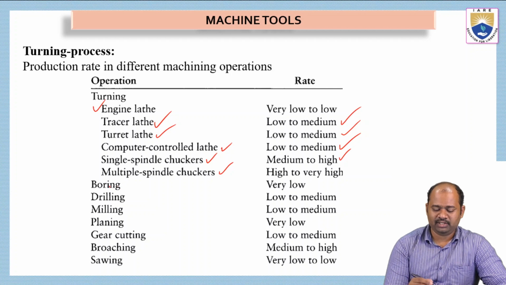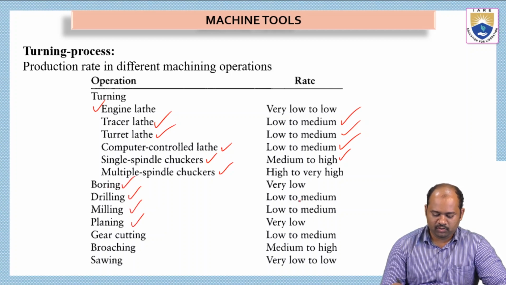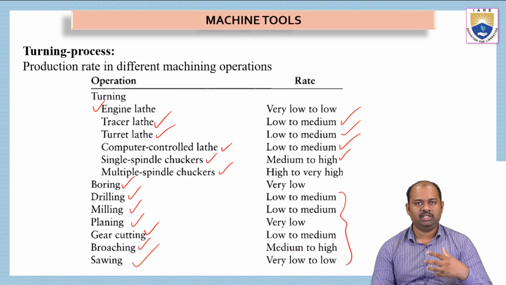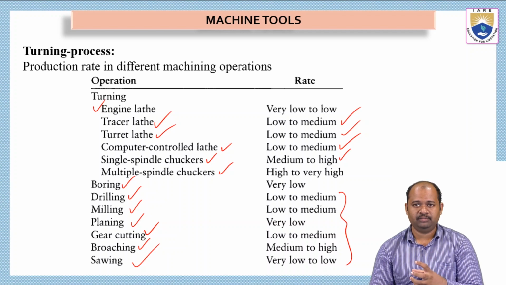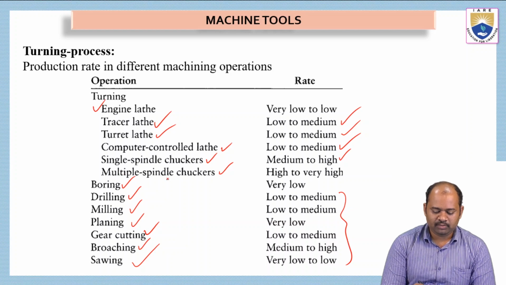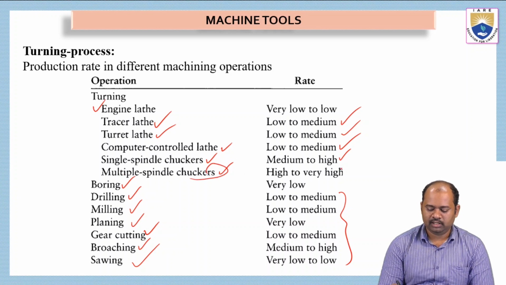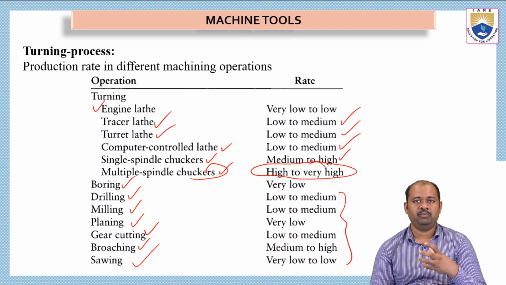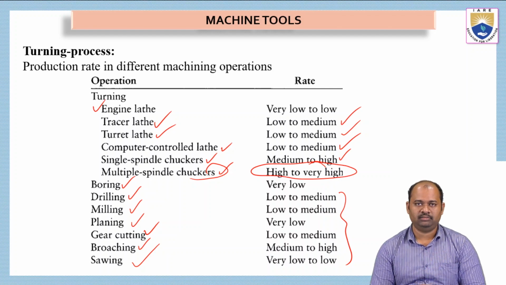And then different operations are there like boring, drilling, milling, planing. So depending on the type of operation, we can see those speeds: low to medium, very low, etc. So depending on the type of machining process we are doing, we have to see the rate of speed. In this multiple spindle chucker, the turning process can be done very fast. The rate of removing the material in this process is very high.